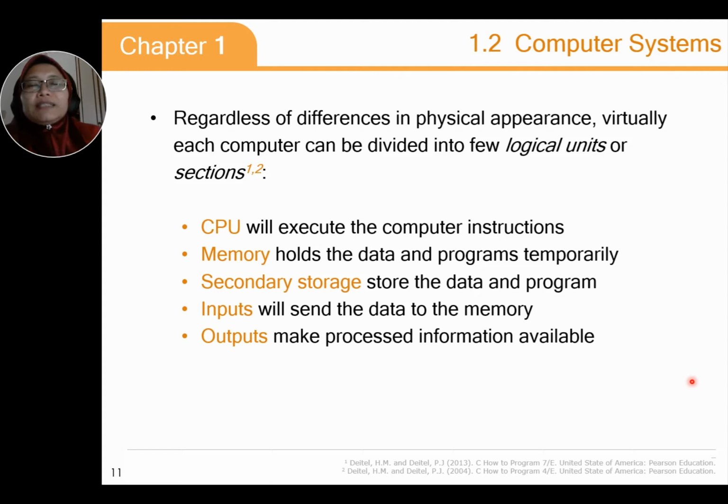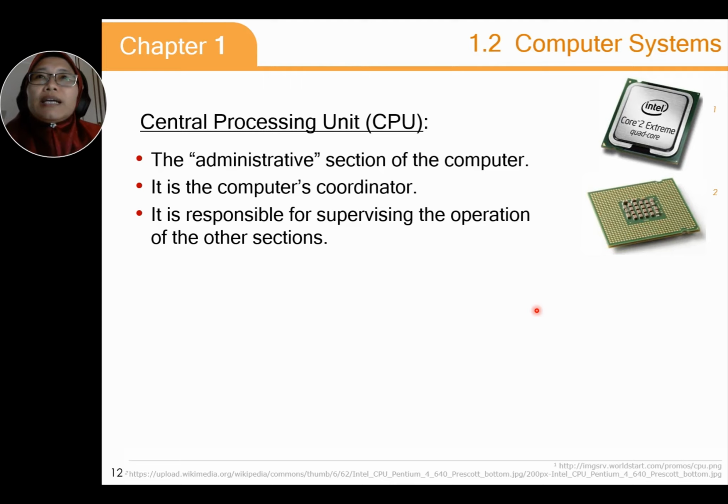Now, regardless of differences in physical appearances, here it says that virtually each computer can be divided into a few logical units or sections. So here we see these numbers, and for these numbers you can see the references here. So we know that computer hardware has the CPU, the memory, the secondary storage, and the inputs and the outputs. I'll not read out what it says here. Now this is specific to all the parts.